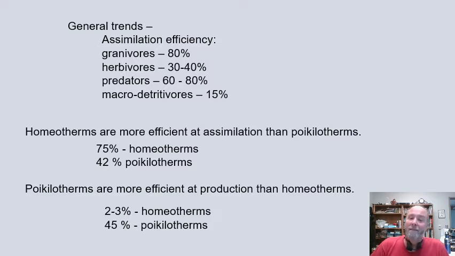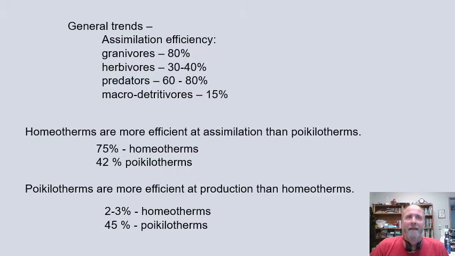Now, on the other end of the spectrum, when we look at production, cold-blooded animals or poikilotherms are way, way, way more efficient at production, basically converting what they've assimilated into biomass, than homeotherms are. Because remember, when we think of homeotherms, we also think of endotherms or warm-blooded organisms. If you're warm-blooded, you have a really, really high maintenance rate because you're maintaining a constant temperature, which means you're basically fueling a furnace constantly.